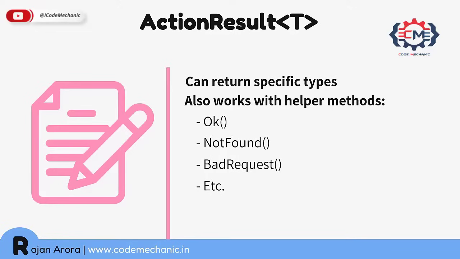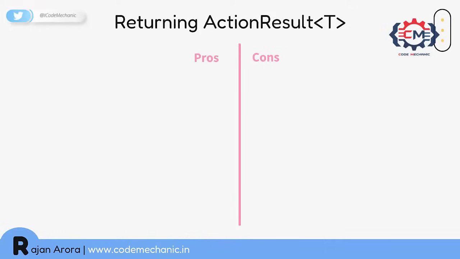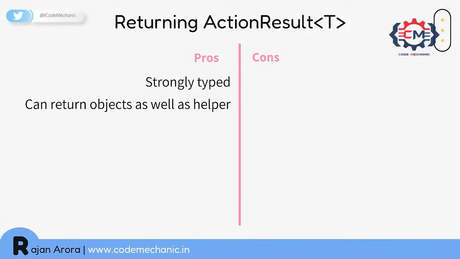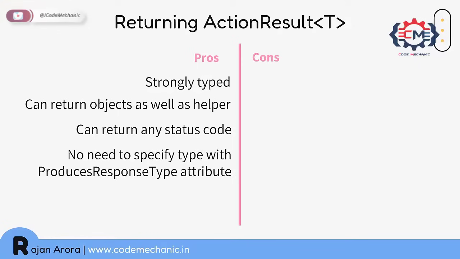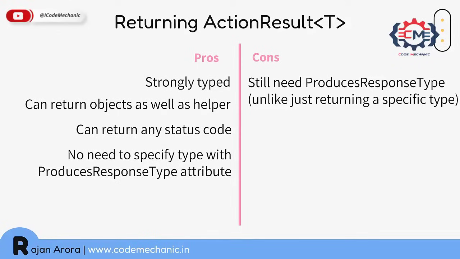It kind of offers the best of all the worlds, and because of that, it is the recommended result type to use for just about every scenario. As you can see, it provides a combination of the benefits of using action result and specific types. The only real downside left here is that you may still have to use produces response type, unlike if you were just returning a specific type, but you won't have to specify the type.